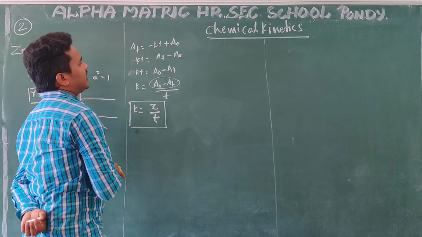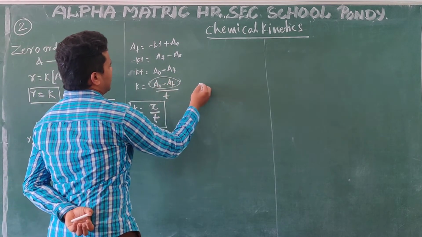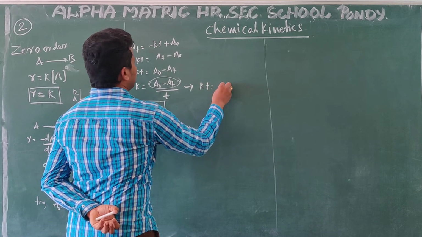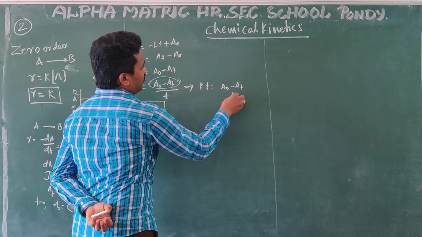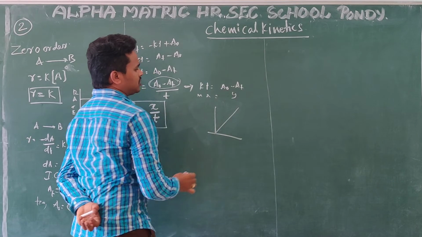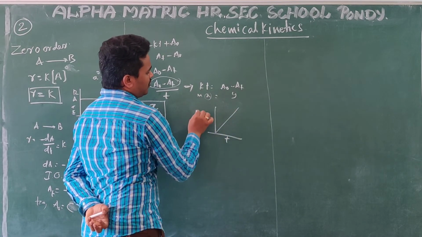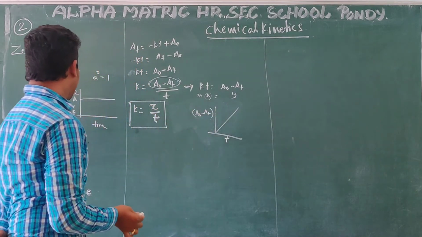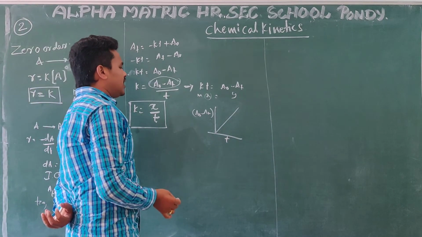For this also we can write a graph here. What is the graph here? This and all we are going to consider as one term. At the time what I can write? Kt is equal to a naught minus at. It is like y equals mx, a line passing through the origin. X coordinate will be t, y coordinate will be a naught minus at. This is also another graph we can write for zero order reactions.